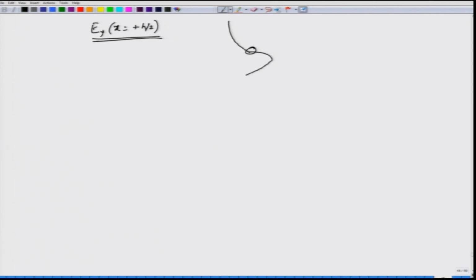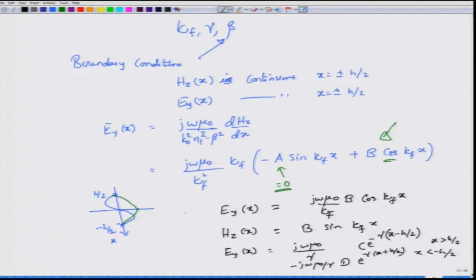So, you come from the top and you are within the film, and these two values should be equal to each other. Now, you go back to the expressions that we have written. If you come from the film side at x equal to h by 2, you will have this cosine kappa f h by 2, and j omega mu naught by kappa f will all remain the same way. Then on the evanescent side, Ey of x will be c e power minus gamma x, and at x equal to h by 2 this exponential function will be unity.